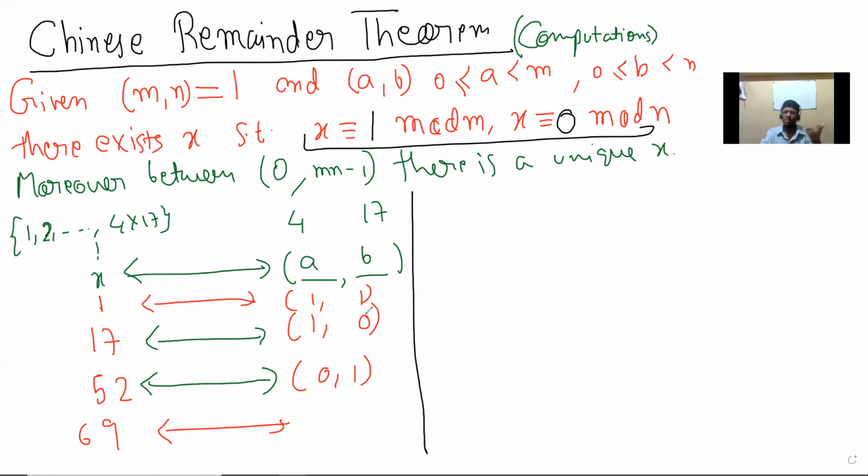But that's not a problem, right? You can always just divide by 52 and get the remainder. Divide by 68 and get the remainder. So for 1, comma 0, if you find a big solution, that's okay. You can just divide by 68 and get it. That is not a problem.